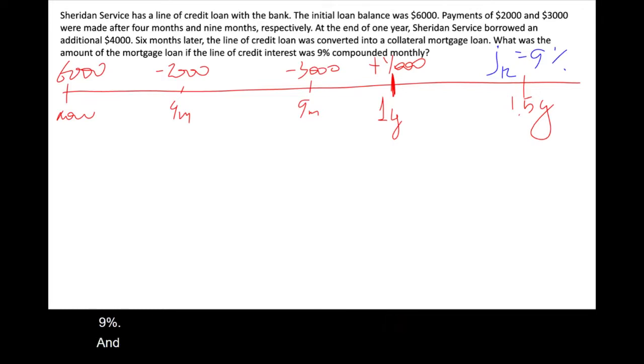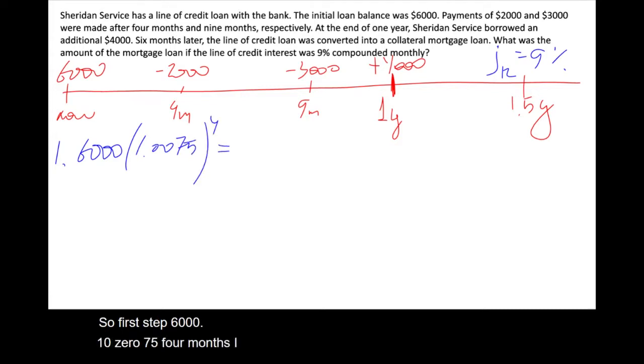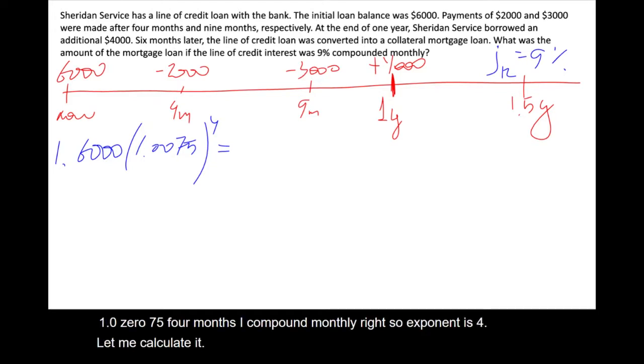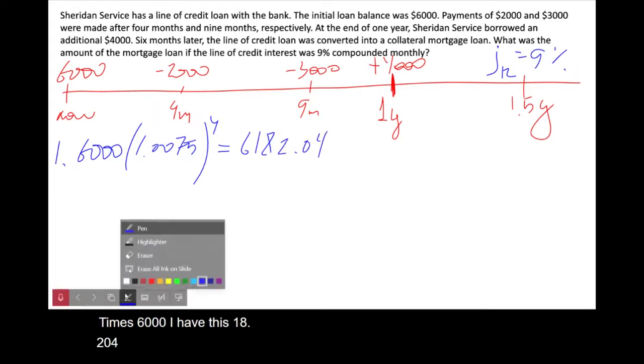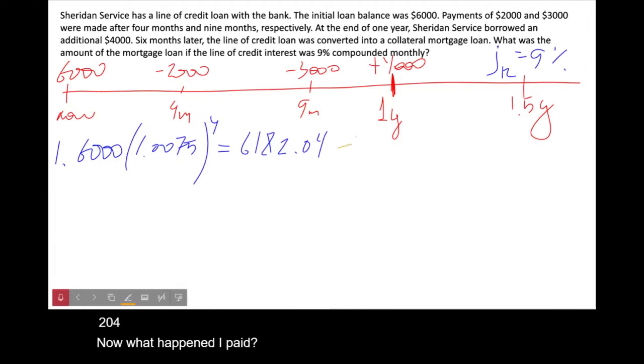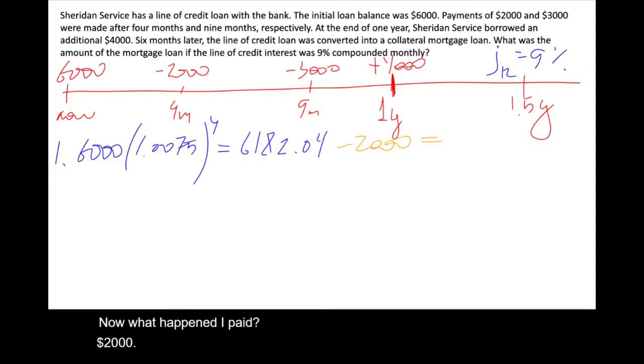And let's calculate. So first step, 6,000 times 1.0075 to the power of 4 months. I compound monthly, right? So the exponent is 4. Let me calculate it. Times 6,000. I have this 6,182.04. Now what happened? I paid $2,000.